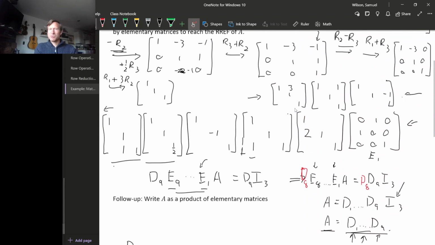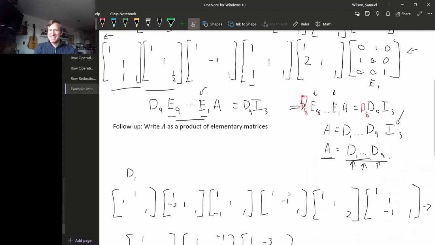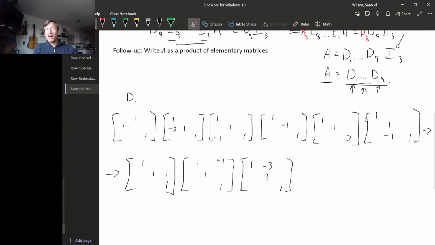And then last operation was adding 3 times the second row to the first row. So to undo that, we would subtract 3 times the first row. Sorry, subtract 3 times the second row from the first row. Did I get the sign right? Yeah. Okay, so this giant matrix product is the matrix A.